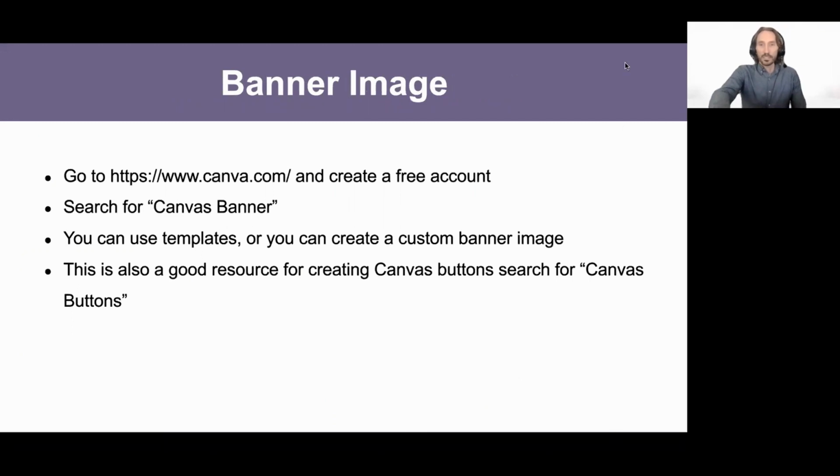So to create a banner image for your Canvas site, there's many ways that you can do it, of course. But one way that I have found that makes this process a little simpler is to use Canva. So if you go to www.canva.com, you can create a free account. It costs you no money. And then you can search for Canvas banner. And they'll have several templates that you can use to create a Canvas banner. And any custom image, really. So if you want to make button links for your navigation or for your modules, you can search for that in Canva and find that as well.